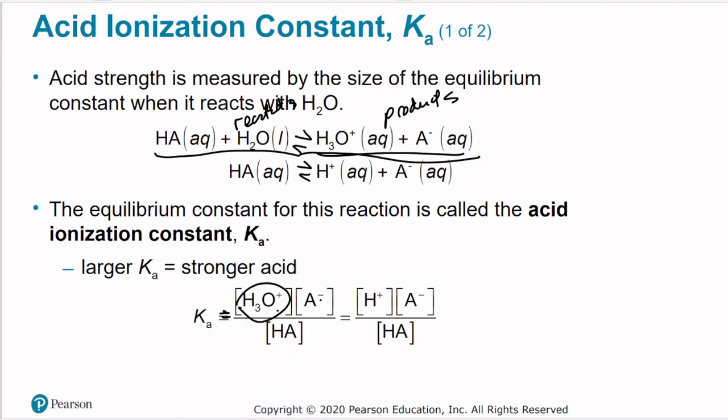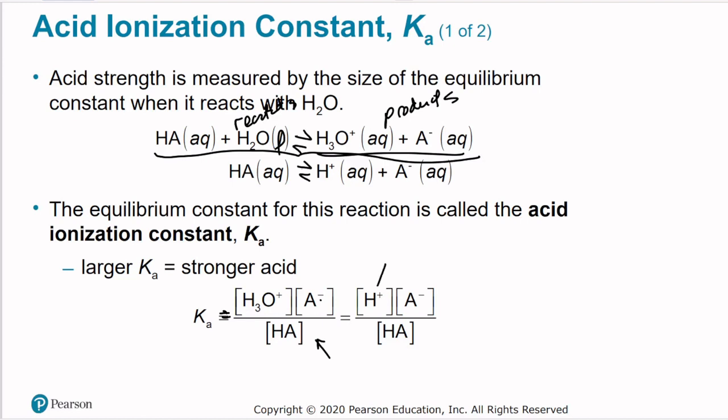Now, why don't we have the water represented? Why isn't the water in our K? Because it's a liquid. Remember, we don't include liquids and solids in our reaction constants, and so we leave the water out because its concentration is effectively unchanging, because it is so large compared to the rest of the species that we have there. So Ka is written as products over reactants, just like any K, leaving the water out. Basically the generic form for Ka is A minus times H3O plus over HA. We need to remember that.